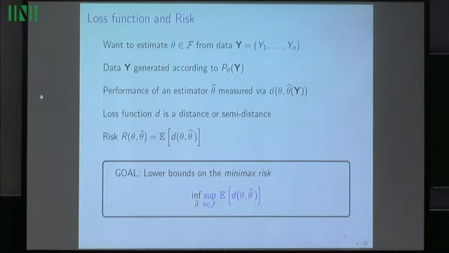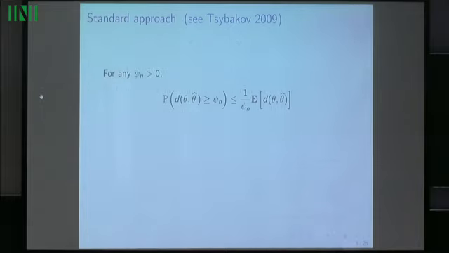So this is what we wish to do, and there's a fairly standard approach to obtaining lower bounds on the minimax risk, which I'll now describe. For details, you can look at this nice book by Tsybakov on non-parametric estimation. It starts with a very simple Markov's inequality argument. You fix some positive scalar psi n, and then you say that the probability that your loss exceeds psi n is no larger than 1 over psi n times the expected value of the loss.